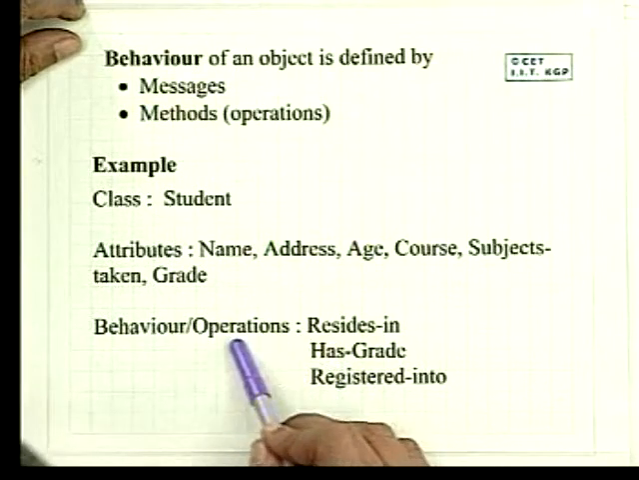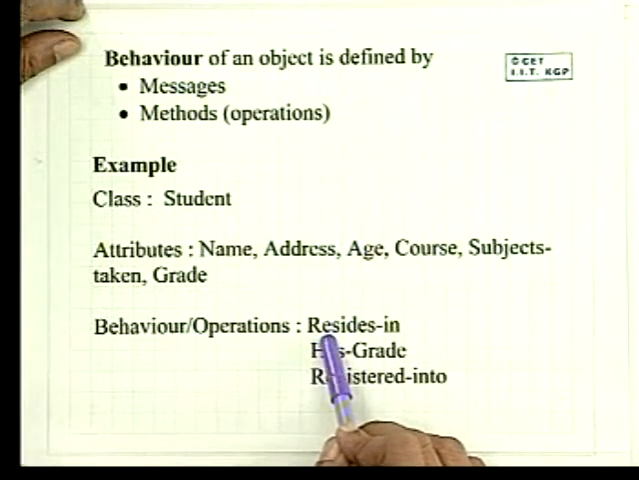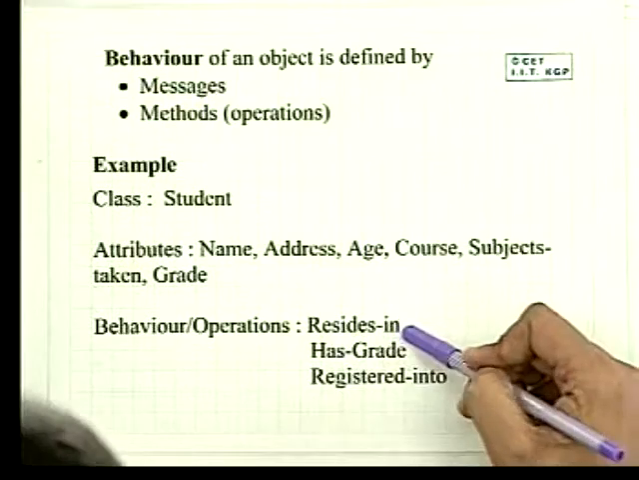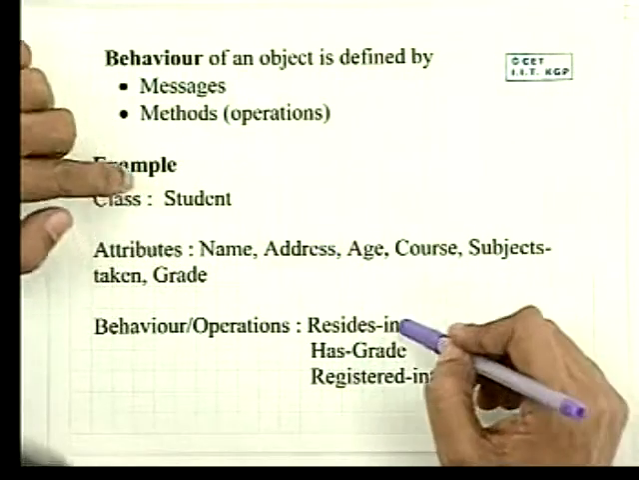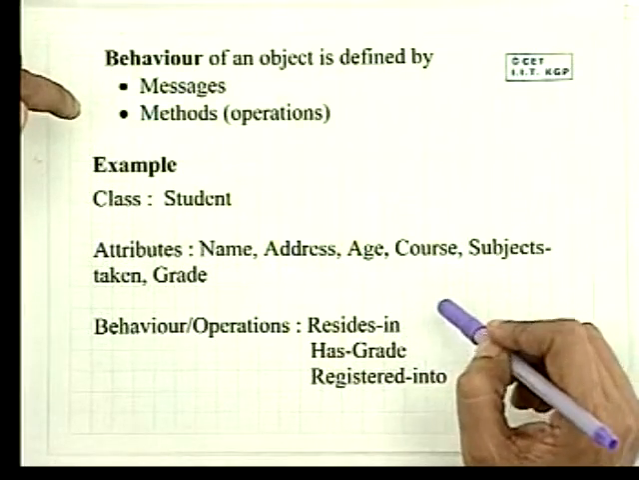And with them, we have the behavior or the operations. "Resides in" is one, which, when applied to a student, will return the address of the student. For example, if we say resides in Mary, if the current student is Mary, she may reside in a hostel, say in IIT, called the SN Hall of Residence. Then "has grade": these are the operations. Given the student name and the subject, we should be able to get the grade, and which courses he or she is registered into.